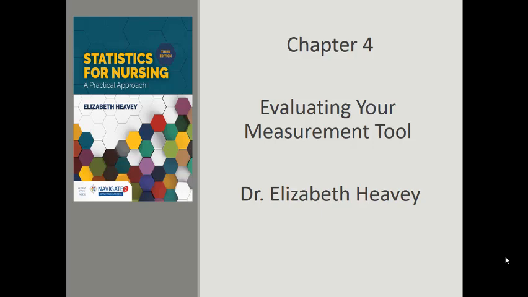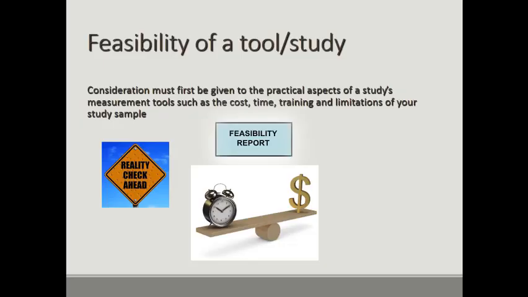So let's get started. Chapter 4 focuses on evaluating the actual measuring tools that you will be using. One of the things we have to consider when we look at our measuring tools and decide which ones we want to use is the feasibility of the tools in your study.